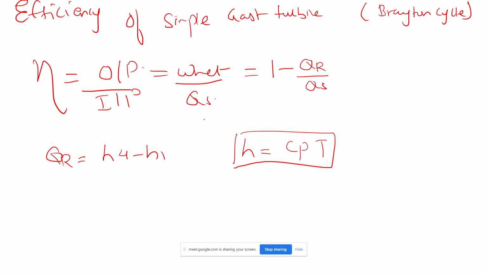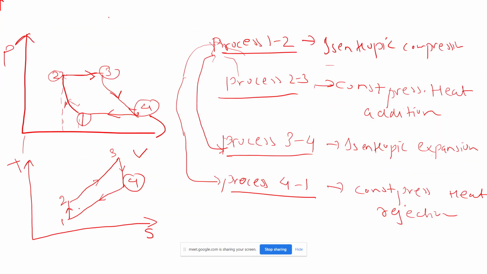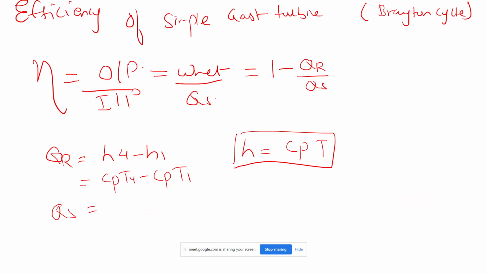Okay. So here, H4 minus H1 will be Cp into T4 minus Cp into T1. Similarly, Qs, heat addition is taking place. What is the heat addition taking place here? T3 and T2. You are right. Heat addition H3 minus H2, so here also we can write Cp into T3 minus Cp into T2. Is it okay for you till now?